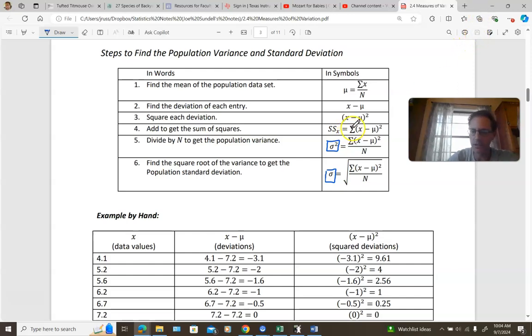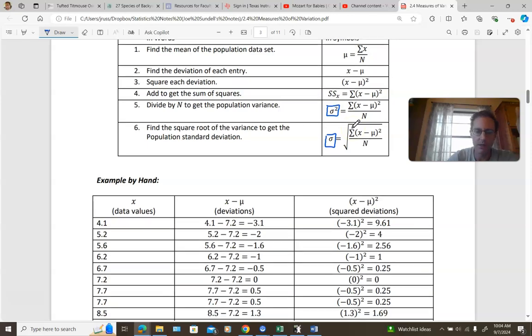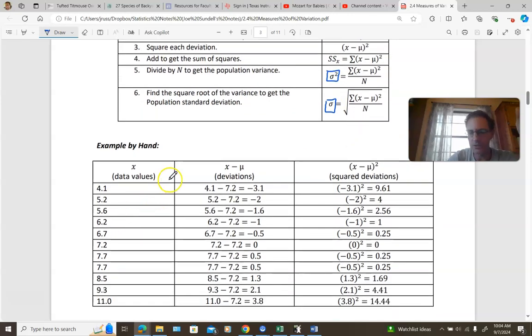All right, so let's look at how you would do it by hand. I actually took this data from another class that I teach. We don't know what this data represents. It could be minutes, dollars, feet, miles, whatever. But this is the data in any case. This would be our x's, and let's pretend that this data represents a population, not a sample.